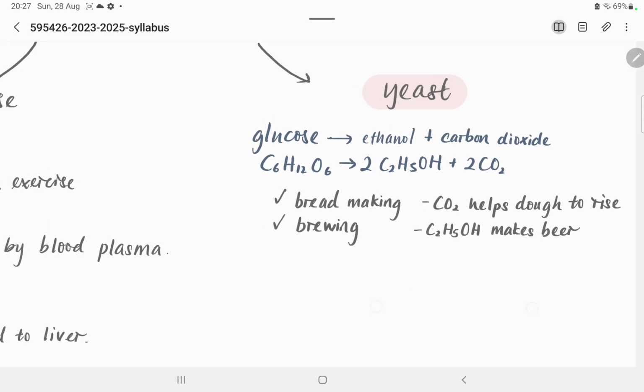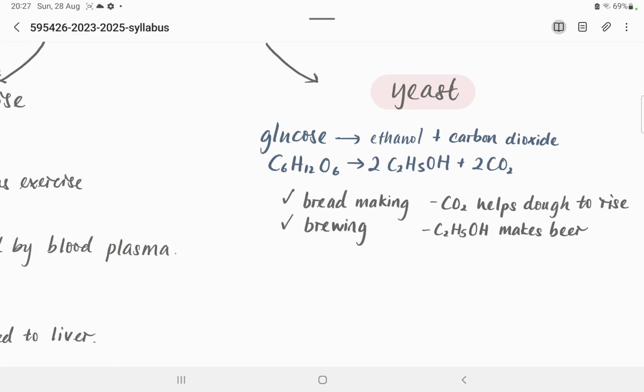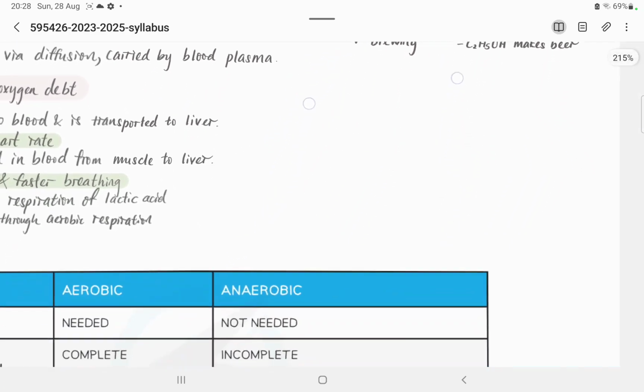And then you need to know about the uses of yeast for the anaerobic respiration. So there's 2 uses. One is bread making, because the carbon dioxide produced will help the dough to rise up. And then brewing to make beer because of the ethanol.